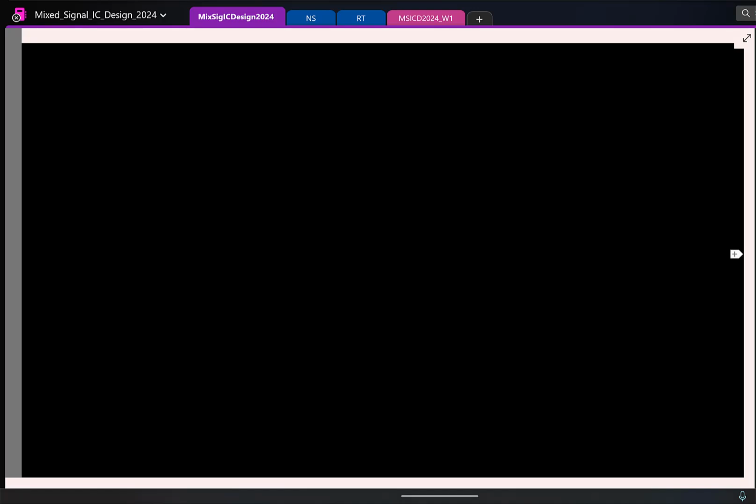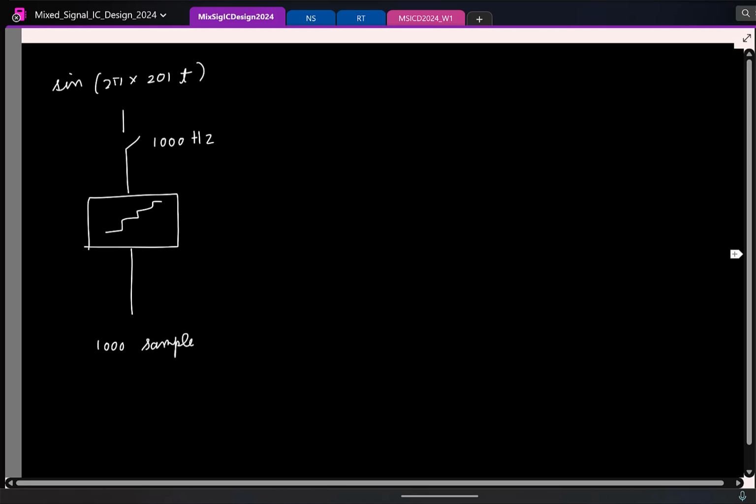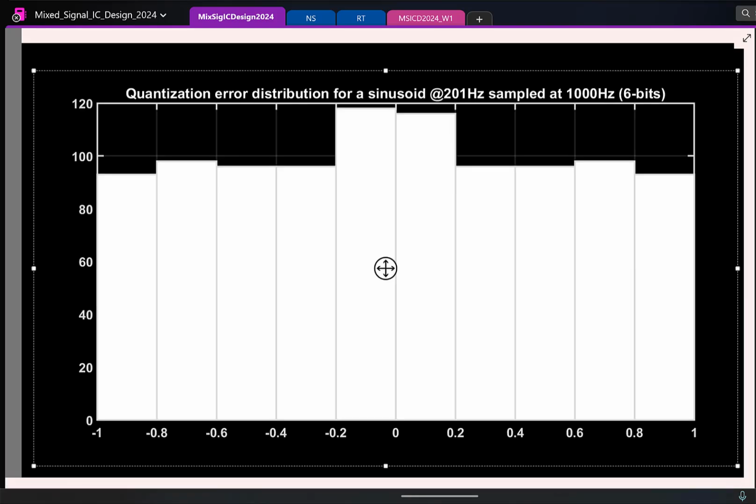So let's look at sinusoids, because as you know, any signal can be thought of as a sum of sinusoids. So I did a second experiment wherein I took a sinusoidal signal with a frequency of 201 Hertz. I sampled at 1000 Hertz, quantized it, took 1000 samples, found the quantization noise and plotted the histogram, and this is what it looks like.